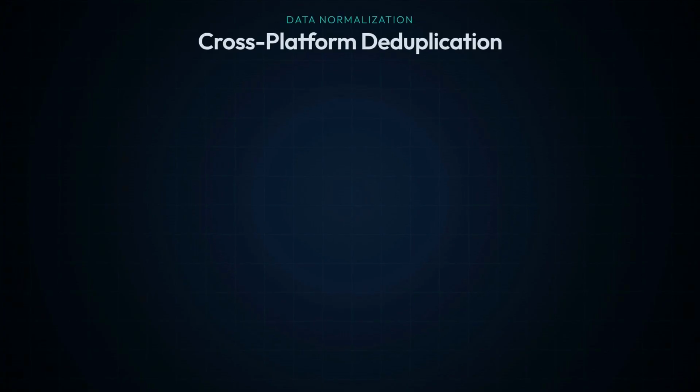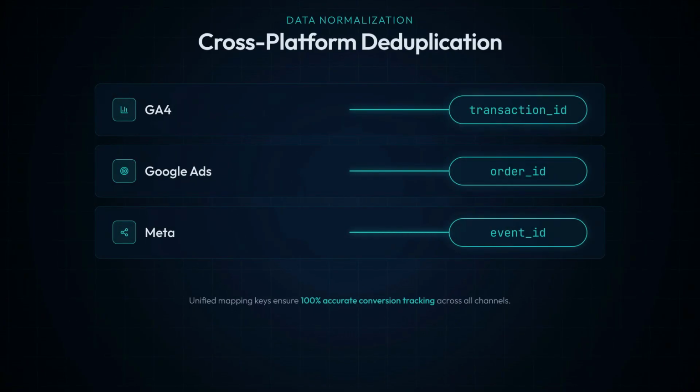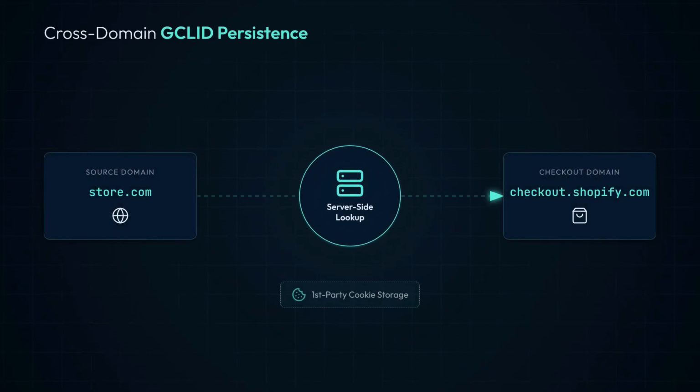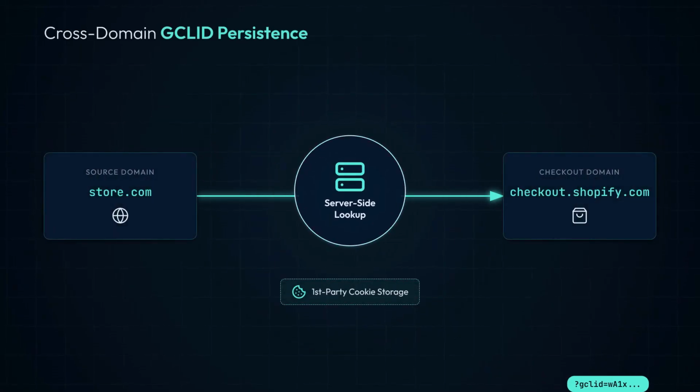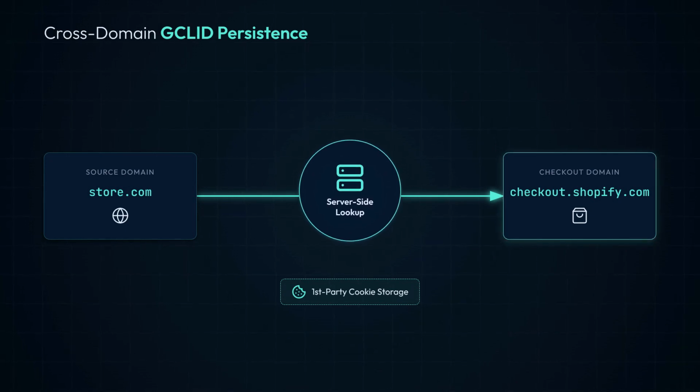Step 3, deduplication. Set the transaction_id, order_id, and event_id as the deduplication keys across both layers. Step 4, GCLID preservation. Use the order webhook to look up the original GCLID from a server-side cookie to fix cross-domain attribution gaps.